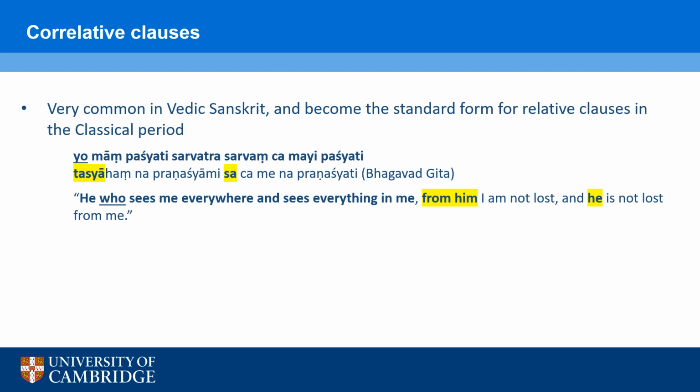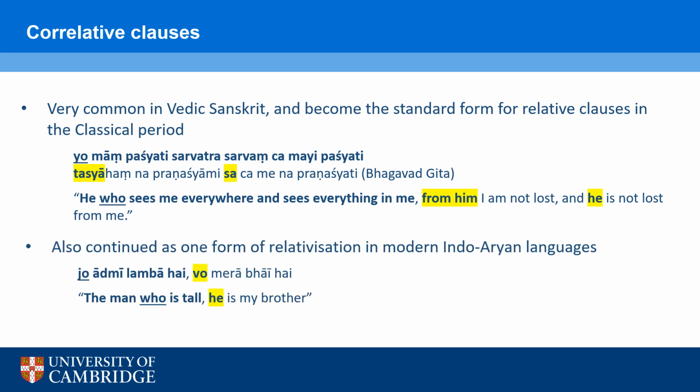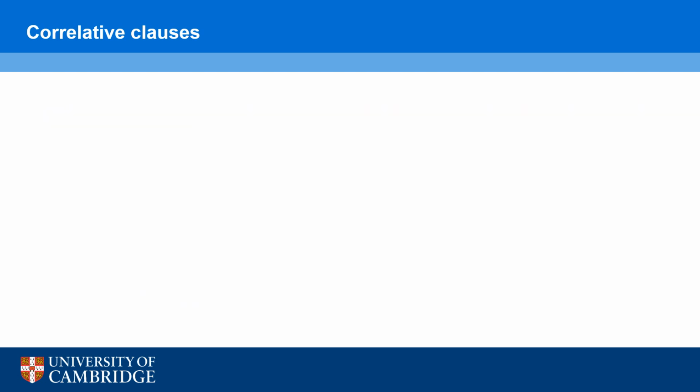In fact, if we fast forward another couple of thousand years, we see correlative structures alive and well in modern Indo-Aryan languages, such as Hindi. Jo aadmi lamba hai, wo mera bhai hai. The examples I have given so far have made the distinction between plain relatives and correlatives as clear as possible. However, it is not always easy to tell the difference.